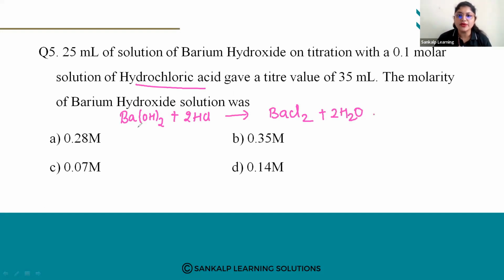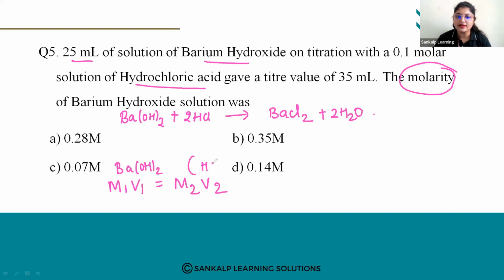Then what we are going to find, what is given here? 25 ml of barium hydroxide. They have asked us to find the molarity. How do you calculate molarity? The formula is M1V1 equals M2V2. Now I will write this for barium hydroxide, Ba(OH)2, and this is HCl. What is the volume of barium hydroxide? 25 ml of solution of barium hydroxide. So this is V1. On titration with 0.1 molar hydrochloric acid.